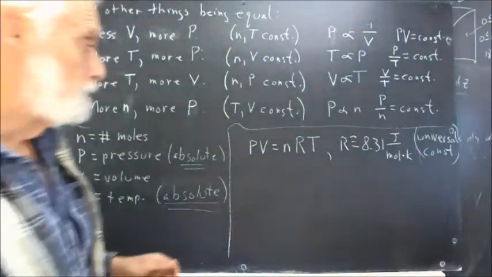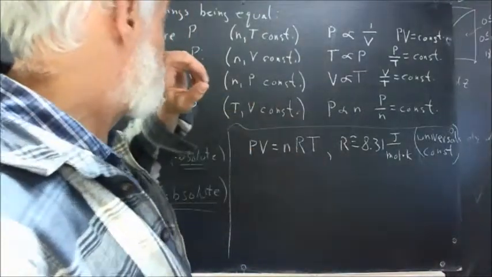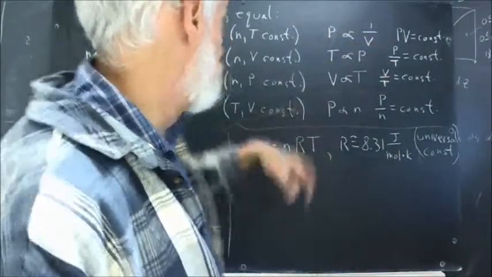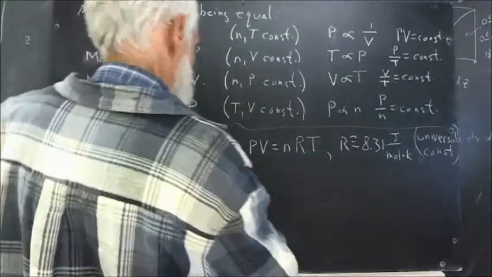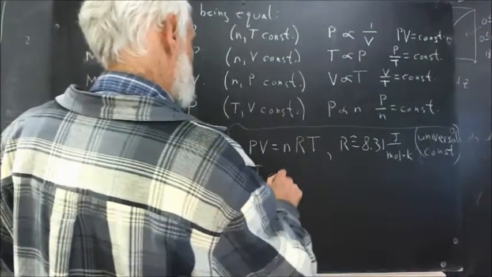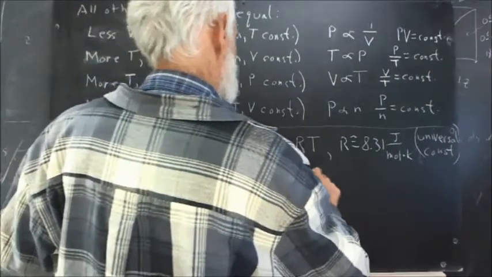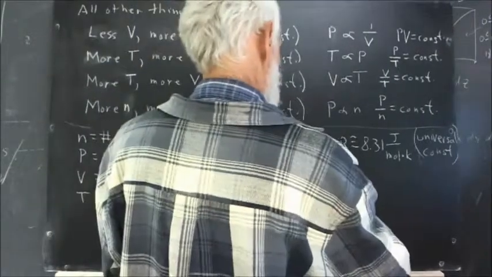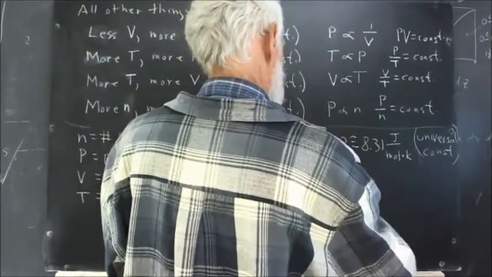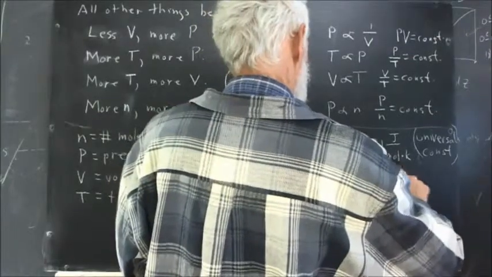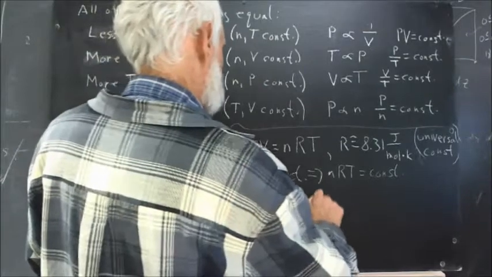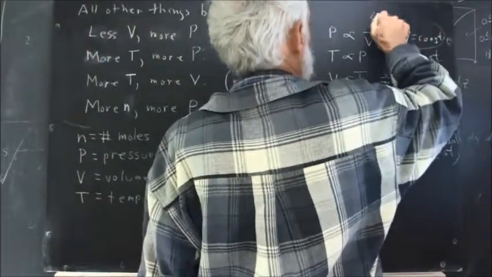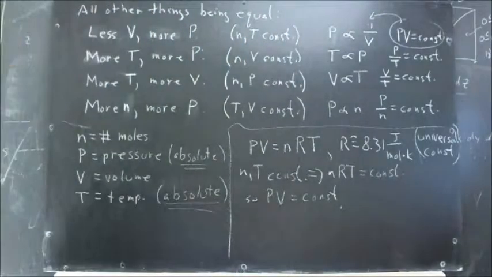Okay? Now, from this, we can derive that pressure is proportional to 1 over volume if N and T are constant. That's actually fairly straightforward. If N and T are constant, then nRT is constant, so PV is constant, and we have this, which of course implies this. Okay?